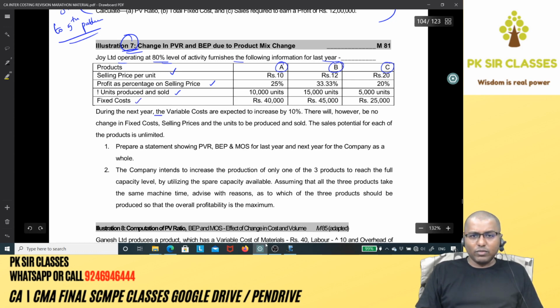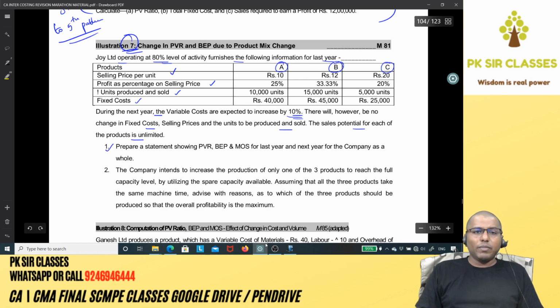During the next year, the variable costs are expected to increase by 10%. There will, however, be no change in fixed cost, selling price, and units to be produced and sold. So everything is going to remain same except for variable cost is going to increase by 10%. The sales potential for each of the products is unlimited.